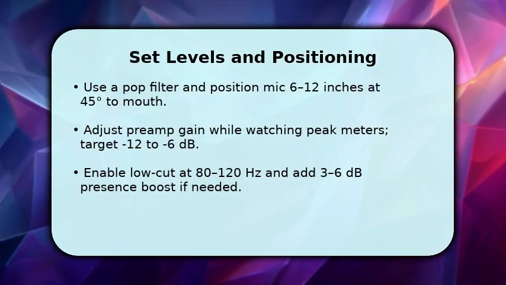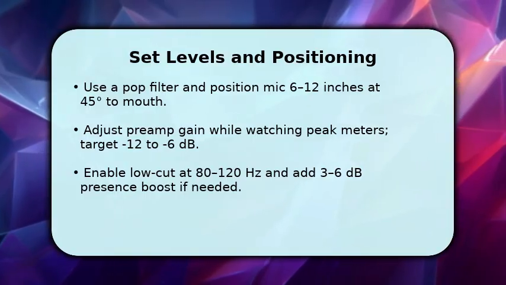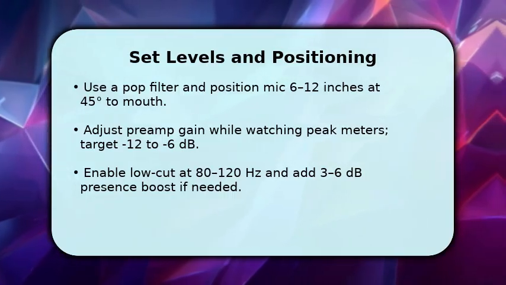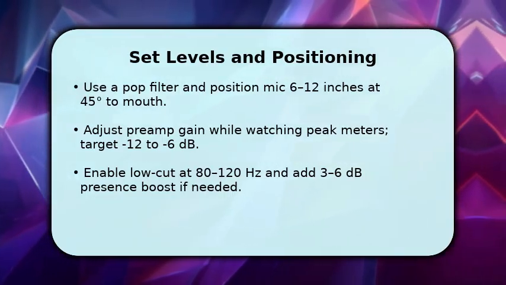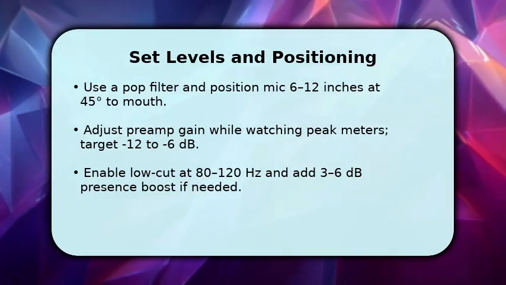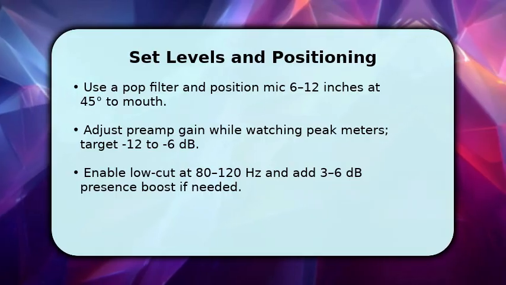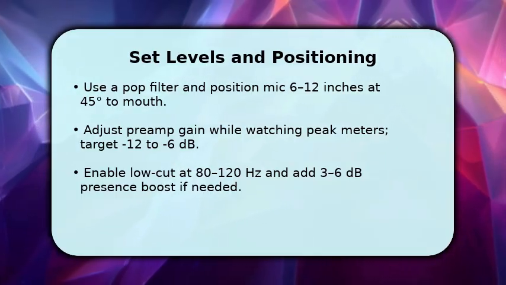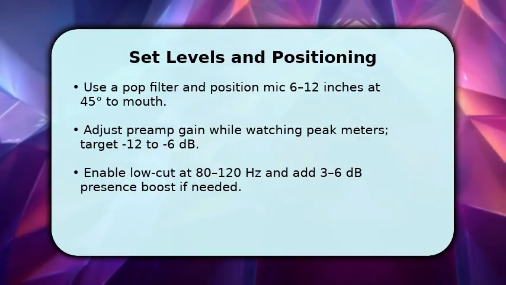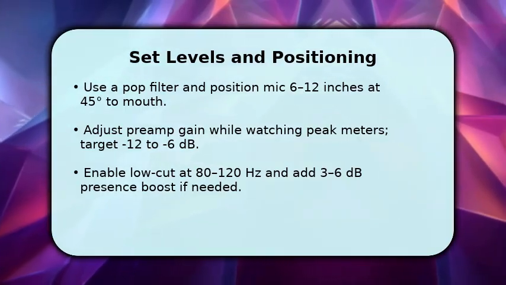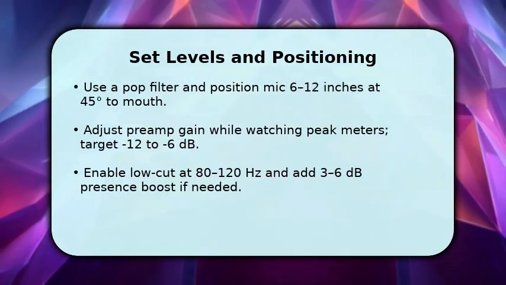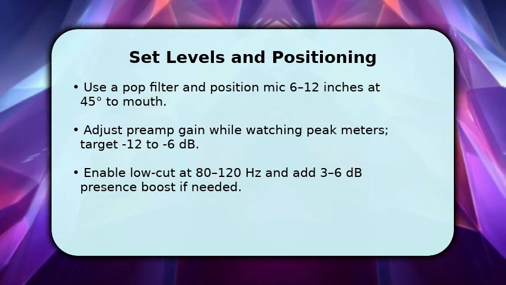You now refine capture by focusing on physical placement and signal chain. Place a pop filter and set the mic 6 to 12 inches away at a slight angle to reduce plosives and sibilance. Then, adjust the preamp gain while watching peak meters. Aim for peaks around -12 to -6 dB so headroom remains. Once levels are set, enable the low-cut filter near 80 to 120 Hz to remove rumble, and gently boost presence by 3 to 6 decibels if speech sounds dull.